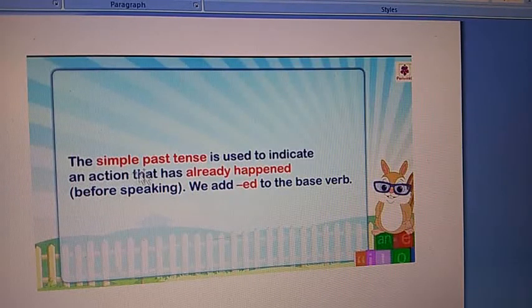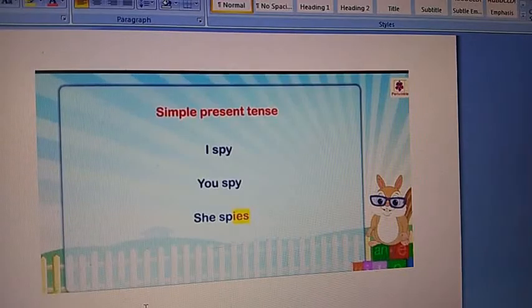Now let's see the simple past tense. The simple past tense is used to indicate an action that has already happened before speaking. The action has already been done. Now in the bracket, before speaking, we add ed to the base verb. For example, simple present tense: I spy, you spy, she spies.